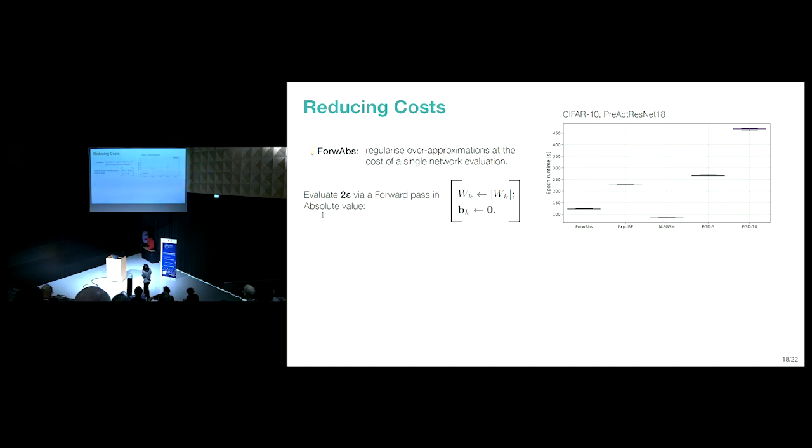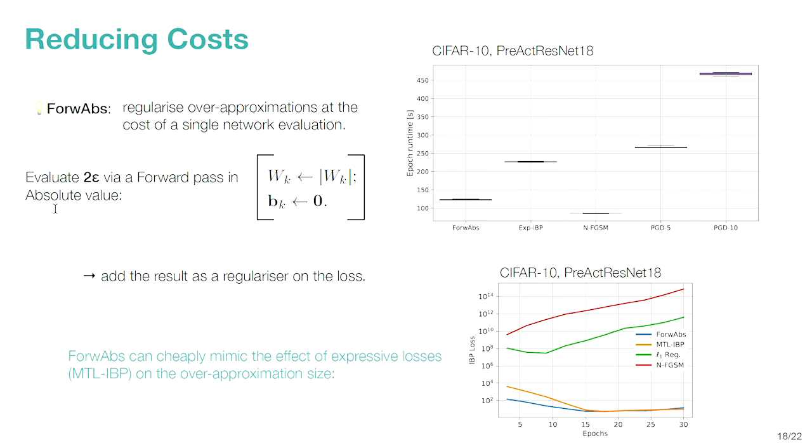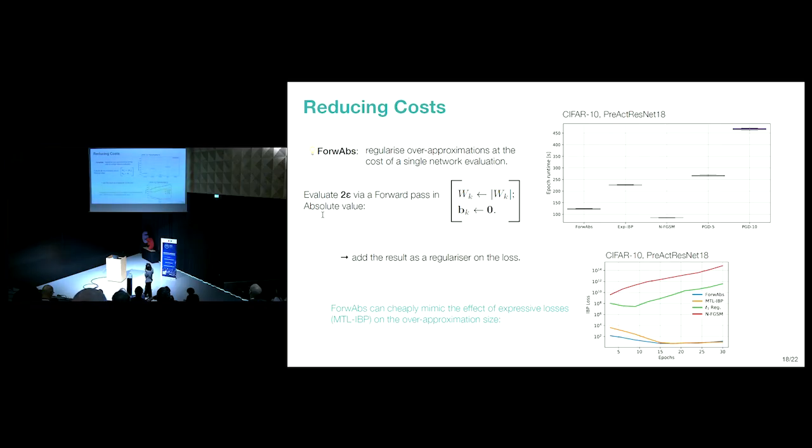So we try and further reduce the training overhead by coming up with a very cheap proxy for the over-approximation size. Turns out that this can be computed by just doing a forward pass over the network with the weights in absolute terms. So you remove the bias and you take the absolute value of the weights, and you just add this as a regularizer on top of the loss. Turns out that, as I said, this acts as a very good proxy for the over-approximation size, and it behaves very, very similarly to the expressive losses that explicitly use the over-approximations at training time.